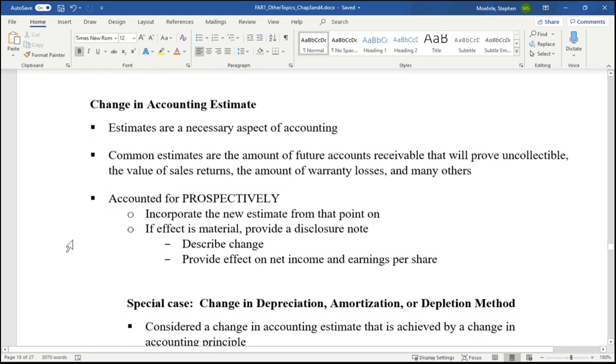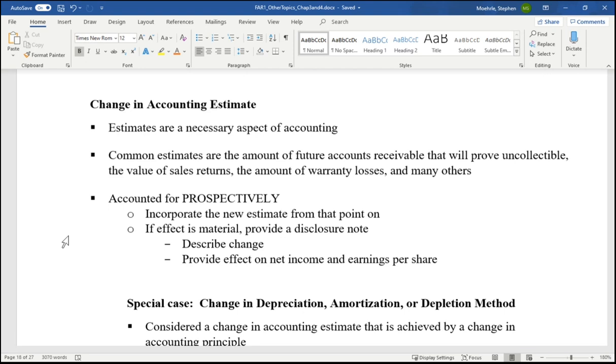Let's look at changes in accounting estimate. Estimates are a frequent and necessary aspect of accounting. We make a lot of estimates. Common estimates include, but are certainly not limited to, the amount of future accounts receivable that will prove uncollectible, the amount of sales that will be returned, the amount of warranty losses that will be incurred, and many, many, many others. Changes in accounting estimate are accounted for prospectively. That is, we incorporate the new estimate from this point on.